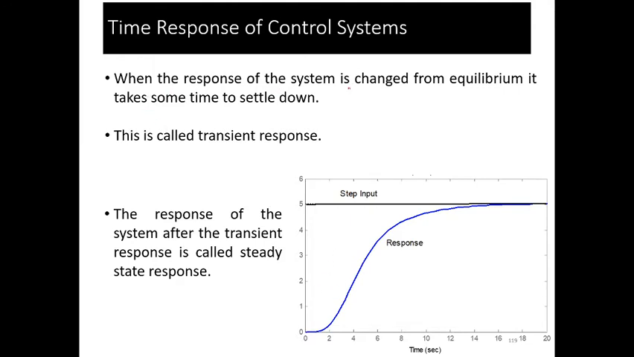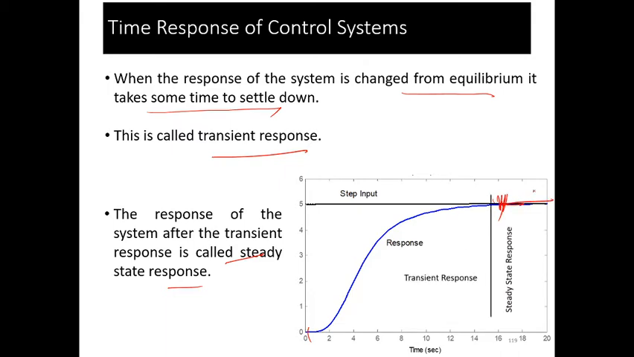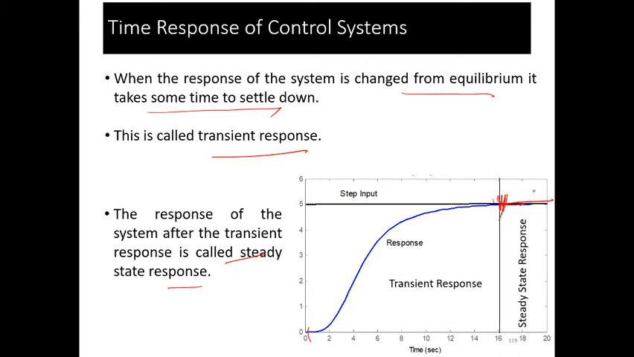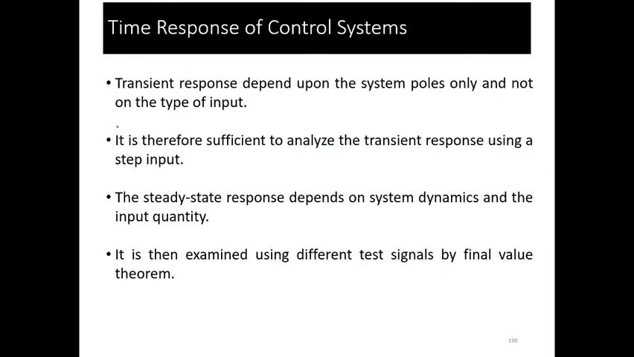When the response of the system is changed from equilibrium, it takes some time to settle down. That time is the transient response. The response of the system after the transient response is called the steady state. After this time, it's called the steady state. You can now visualize it, it is very clear: this is the transient response and this is the steady state response. The transient response depends on the system poles only and not on the type of the input.